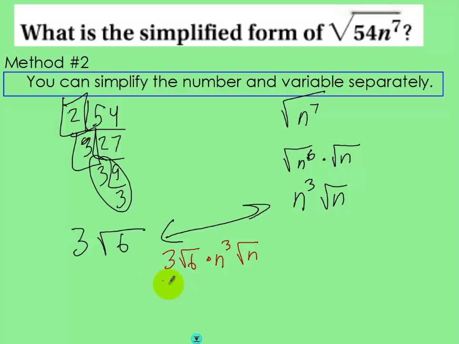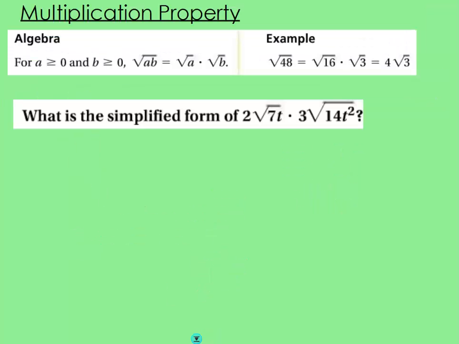But let's rearrange things so the coefficients are together. So it'll be 3 times n cubed times the square root of 6 times the square root of n. And then combining all that, what you'll get is 3n cubed times the square root of 6n, which is the same answer we got in the last step. So any different way you want to do that, that's fine. Some of that stuff you could do without the steps in your head. Some of it you may need to write out.